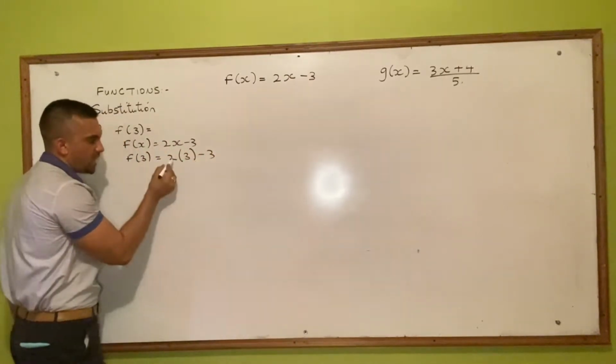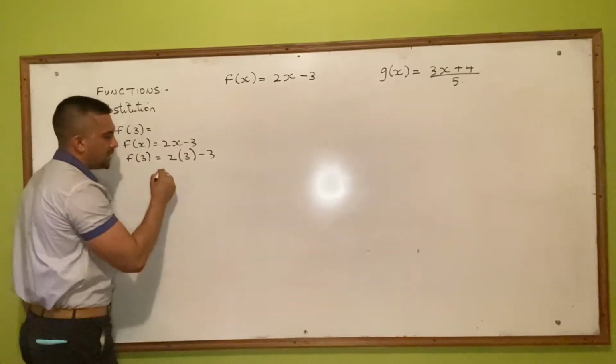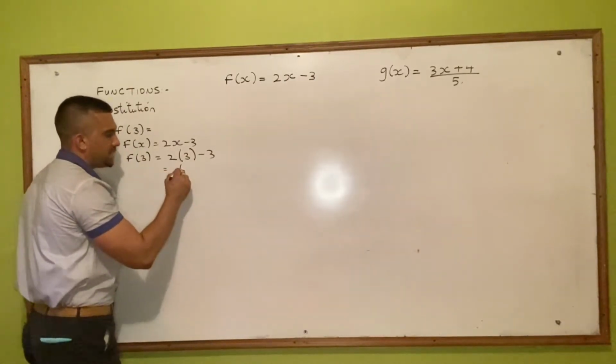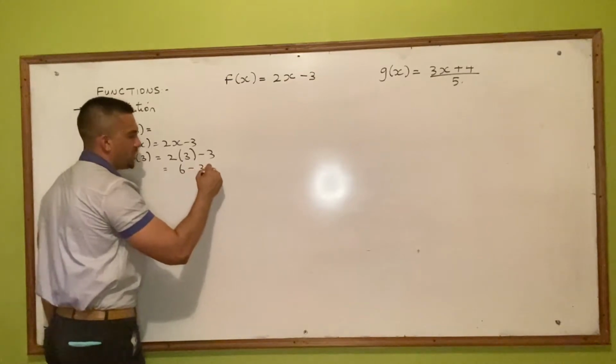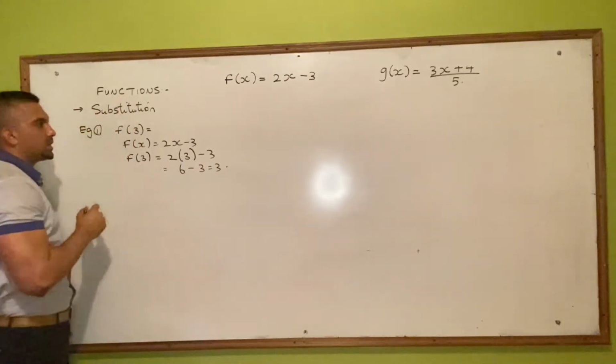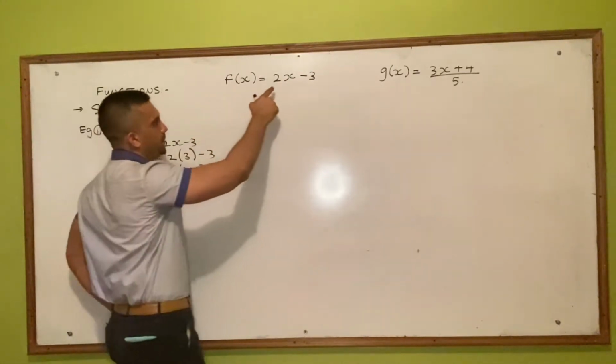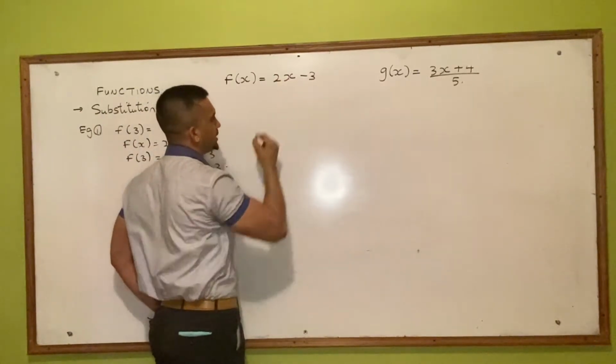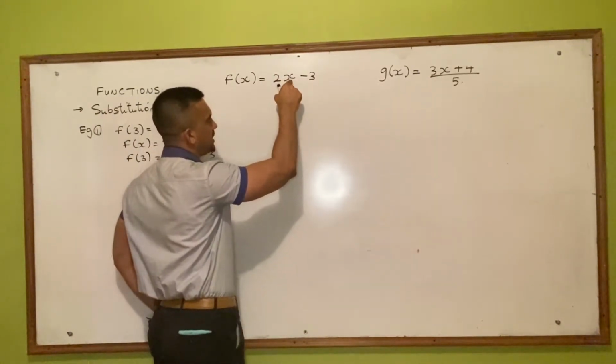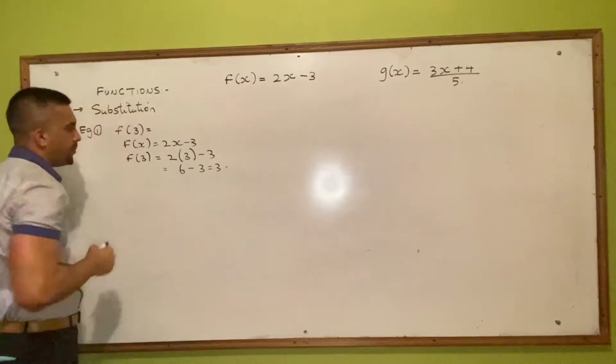So f of 3 is 2 open brackets 3, minus 3. 2 by 3 is 6, and 6 minus 3 we get 3. So basically what we did here, with the function f of x equal to 2x minus 3, is replace the x in that function with the number in brackets.